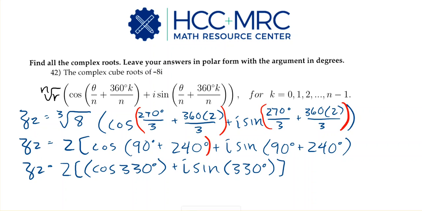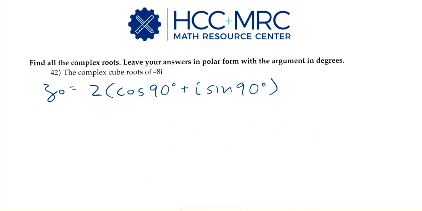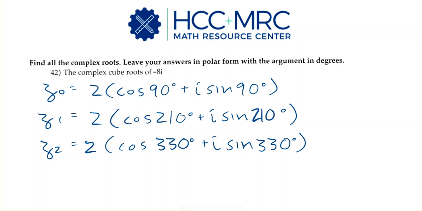You saw me adding in those parentheses there because you want to be sure that you have your parentheses set up so you don't forget that you want to add those angle measures together. So when you present your answer, you're going to want to present all 3 values for k. So we have z of 0 equals 2 times the cosine of 90 degrees plus i sine 90 degrees. z of 1 equals 2 times the cosine of 210 degrees plus i sine 210 degrees. And lastly, z of 2 equals 2 times the cosine of 330 degrees plus i sine 330 degrees.